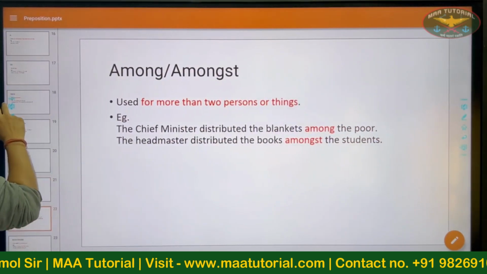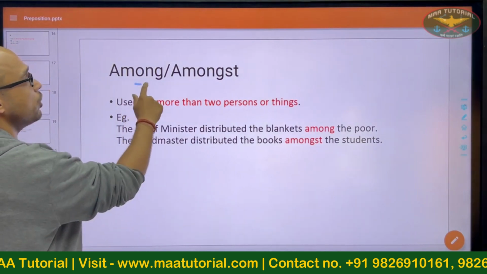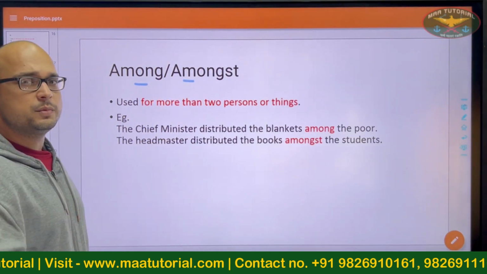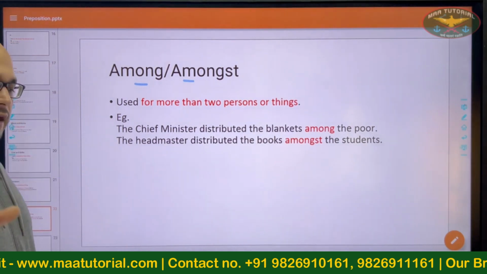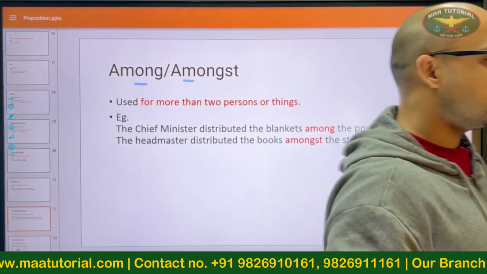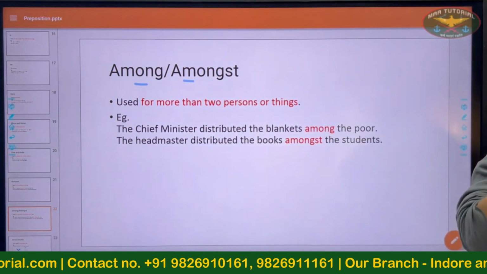Then we have among or amongst. Now if there are more than two people, then we will use among or amongst. Both of them are interchangeable. They mean the same thing. You can replace one with another and it will not be a grammatical error because they mean the same thing.